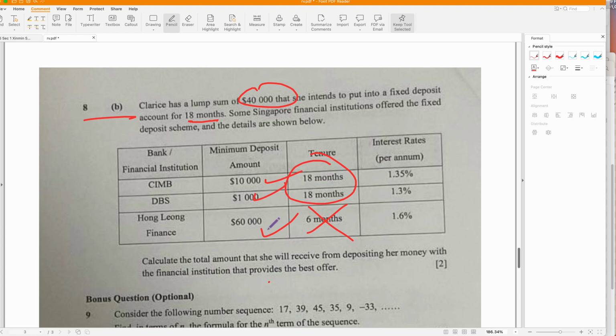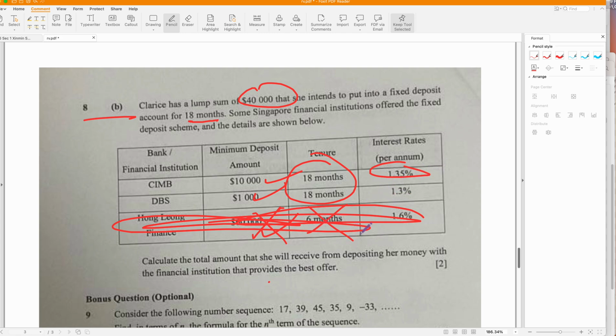What's Home 60,000? Loan is... yeah, so cannot. So this is gone already. Yeah. So between these two, of course, 1.35. Yeah, so no brainer lah. Just like a giveaway. But you have to write down all the equation.